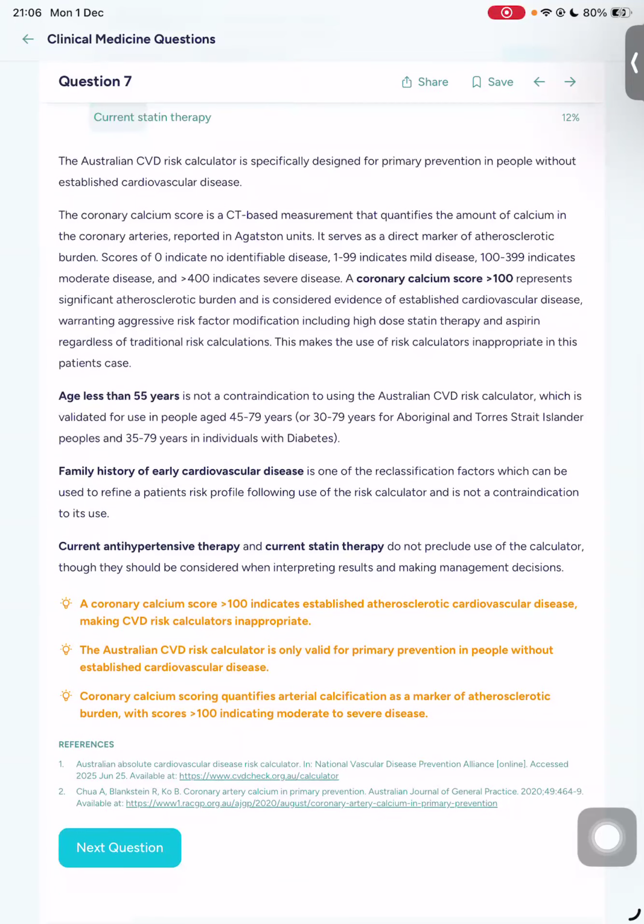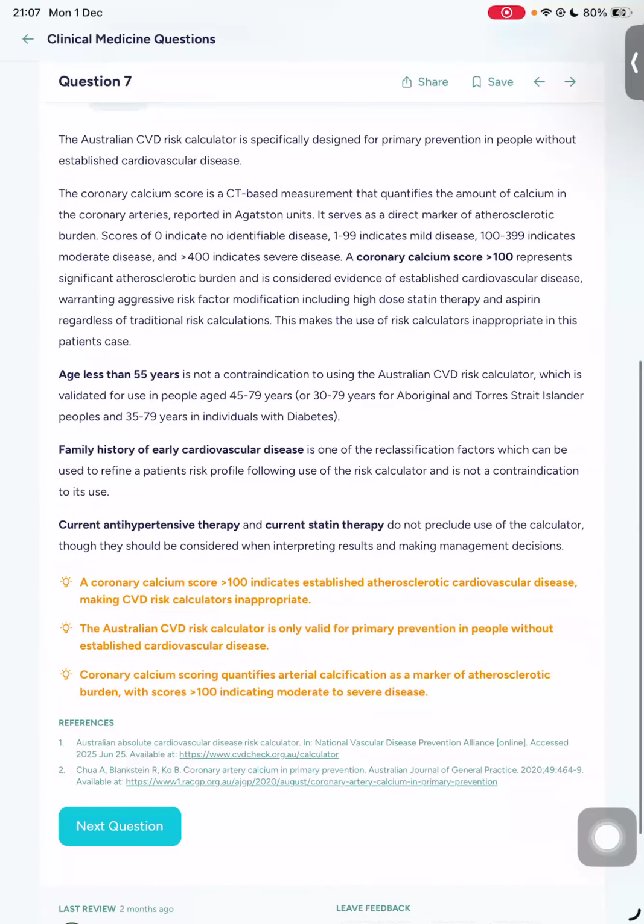So, the yellow part: a coronary calcium score more than 100 indicates established atherosclerotic cardiovascular disease, making the CVD risk calculator inappropriate, right? I already told you, if the patient already has cardiovascular disease, we are not doing screening. We have to treat it, right? Why would we be doing screening? The same simple theory. The Australian CVD risk calculator is only valid for primary prevention in people without established cardiovascular disease.